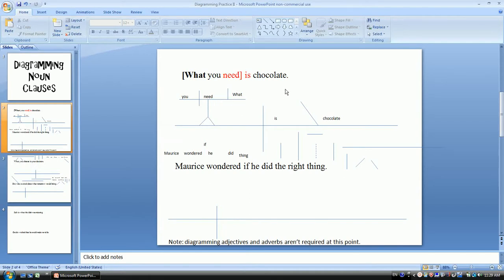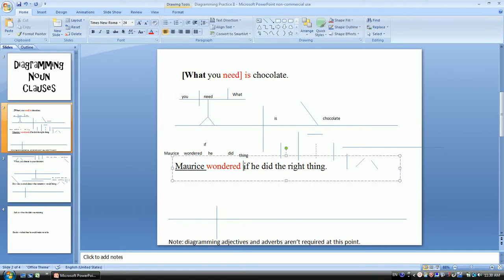Okay, so that is how you would diagram a noun clause as a subject. Let's move down to this one. Maurice wondered if he did the right thing. So we have Maurice as our subject. We're going to just underline Maurice. I know you usually underline verbs in your book, but we'll underline Maurice. Maurice wondered. It's our verb, and it's an action verb, so we know that there isn't a predicate nominative in this sentence.